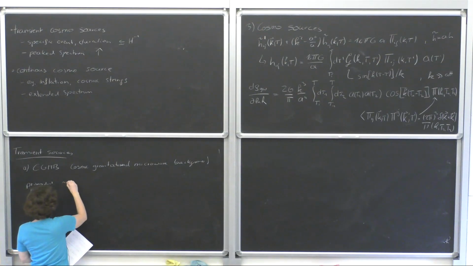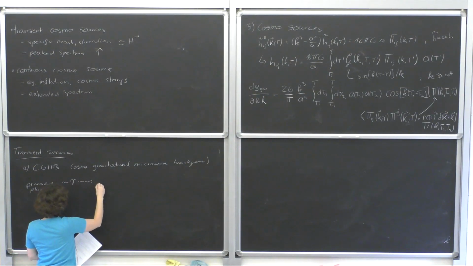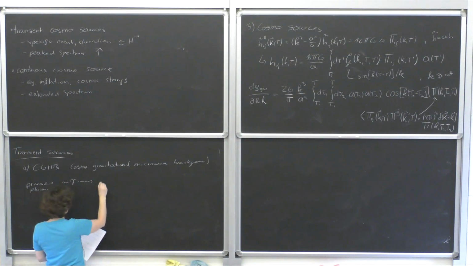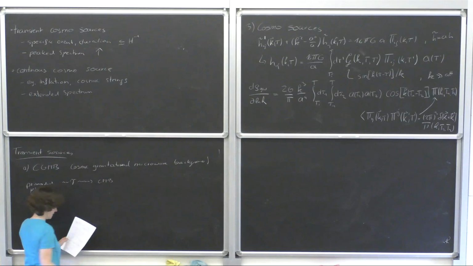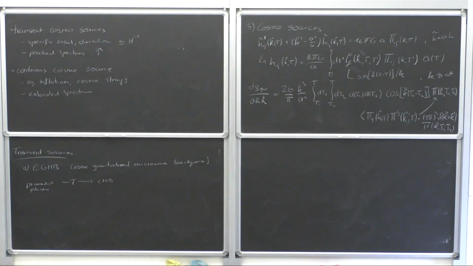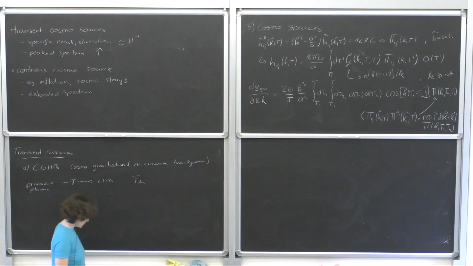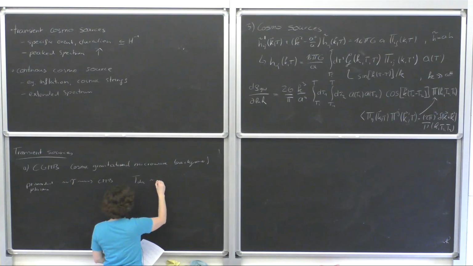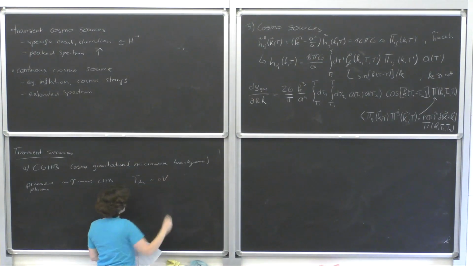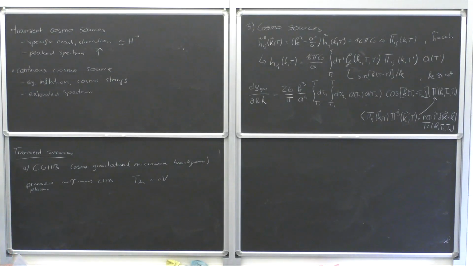This emits photons, and this is the CMB. And what sets the physics of the CMB? The physics of the CMB is set by the decoupling temperature of the photons, which is the recombination, when electrons and protons combine into hydrogen, and that's about an eV.